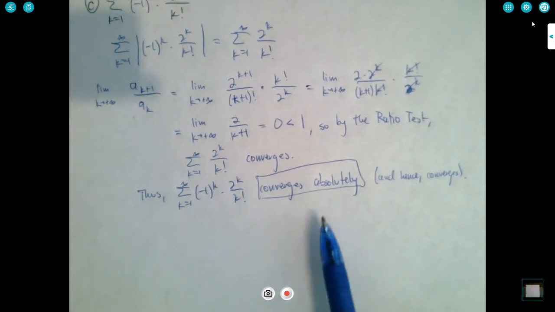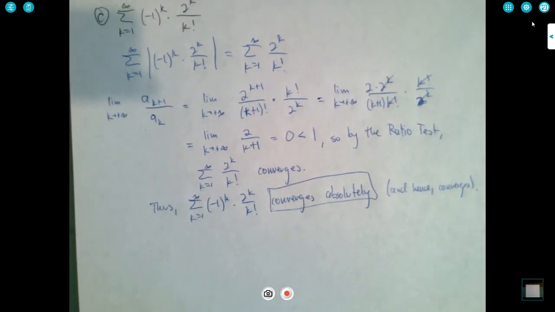Okay, but it converges absolutely. So we don't need to check if it converges conditionally, because it doesn't, right? It converges absolutely. So we're done. We're done there. Okay, one more example.